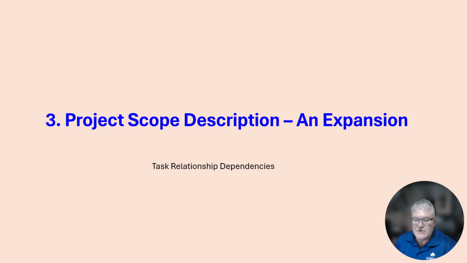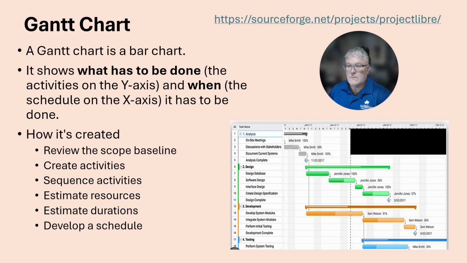At this point in the lecture, I want to expand upon something that is of extreme importance, and that would be the project scope description, task relationships, and their dependencies. A Gantt chart with waterfall approach is critical to describing the project. A Gantt chart is a bar chart. It tells you what has to be done and when it has to be done. The what is on the y-axis, the vertical axis. The when is the x-axis, the horizontal axis.